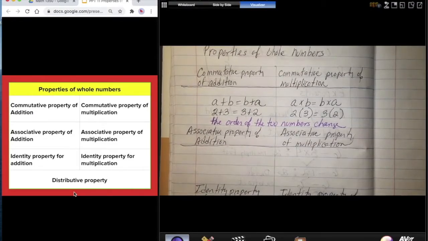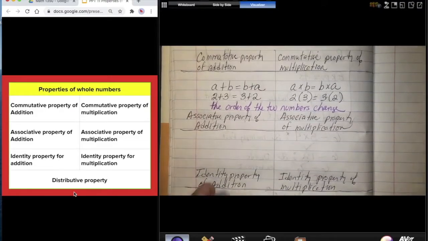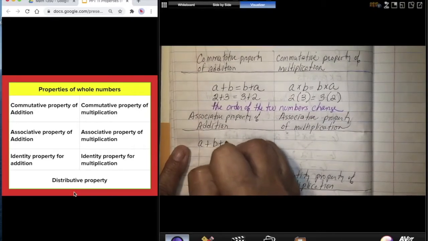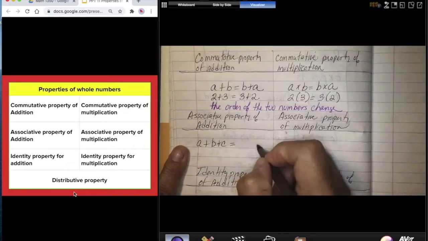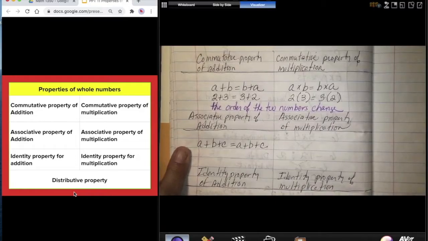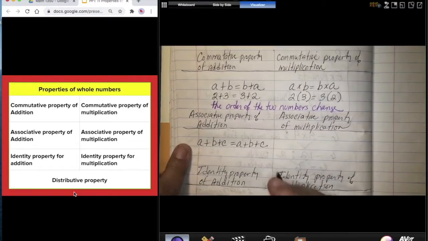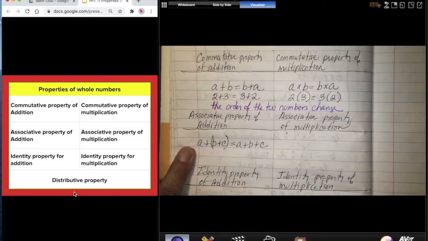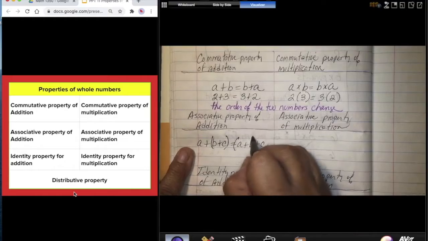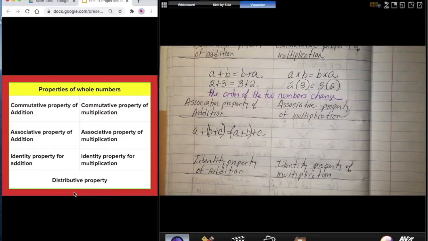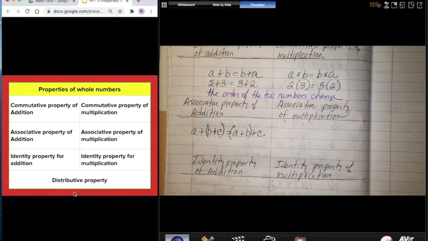Let's look at the associative property of addition. And in this case, we have 3 numbers. So we're going to have A plus B plus C. I'm going to repeat the same 3 numbers, A plus B plus C. So whenever you have 3 numbers, you may choose to add the 2 numbers at the end, which is the B plus C, or you may choose to add the first 2 numbers in the front, which is A plus B. Either way, you're going to end up with the same answer.